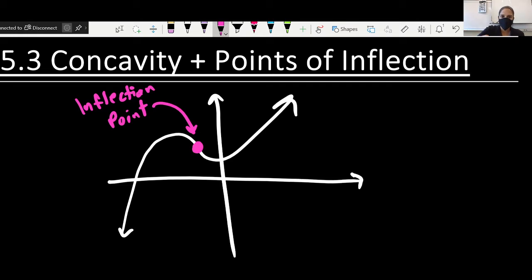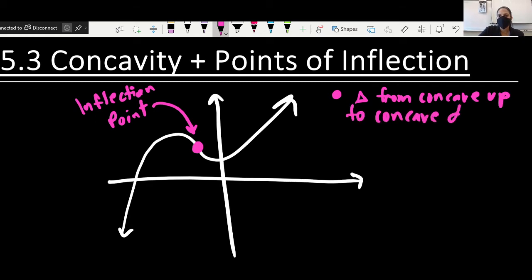I'm going to write that off to the side. So at this point, it changes from concave up. Does everybody know what that means? To concave down. Or vice versa. It could go from concave down to concave up. So basically it's kind of like where it's changing direction.